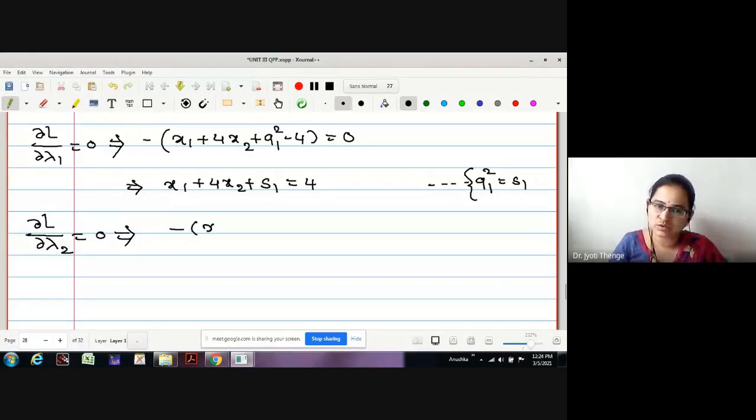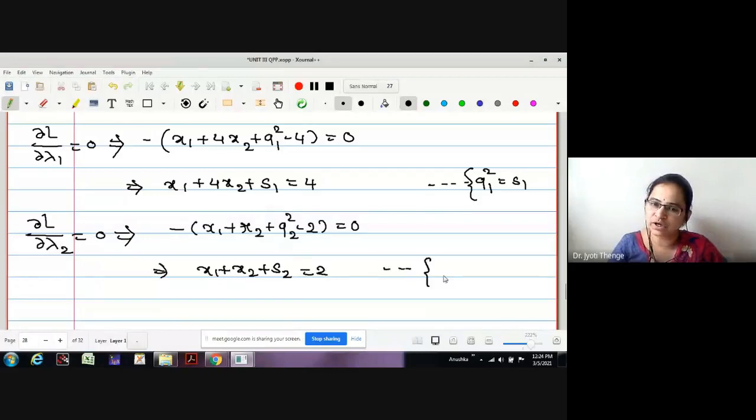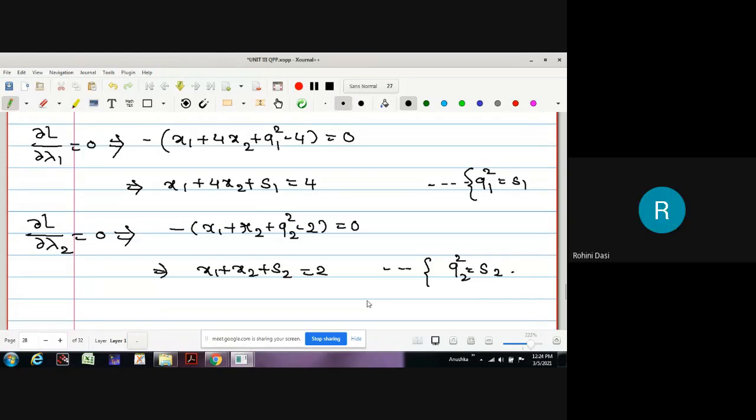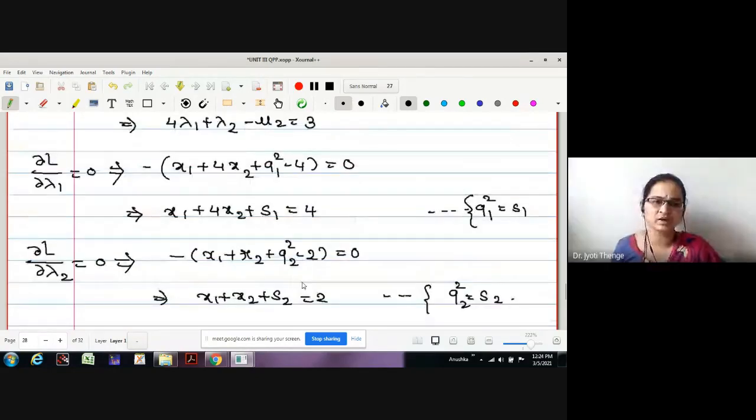Next, ∂L/∂lambda 2 equal to 0. This is minus x1 plus x2 plus q2 square minus 2 is equal to 0. Absorbing the negative, it gives us x1 plus x2 plus s2 equal to 2. Again, I have substituted q2 square equal to s2. Is that okay? Yes, ma'am.